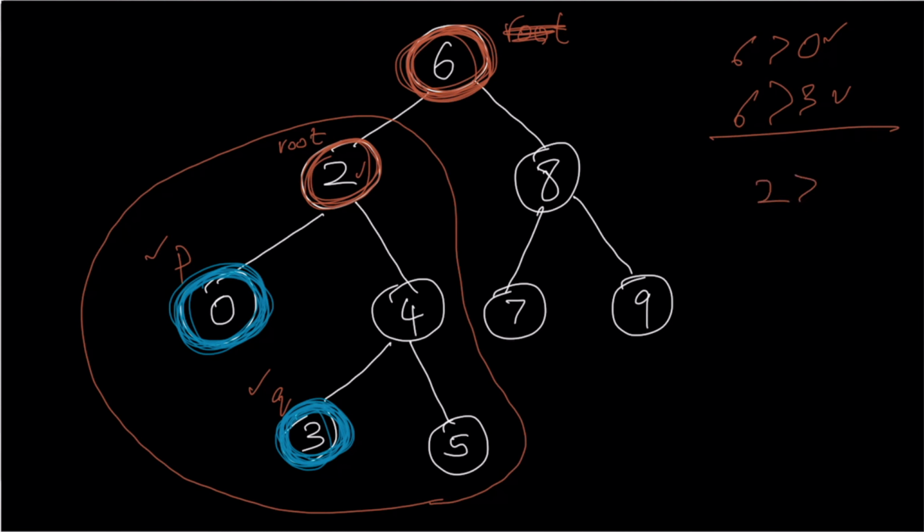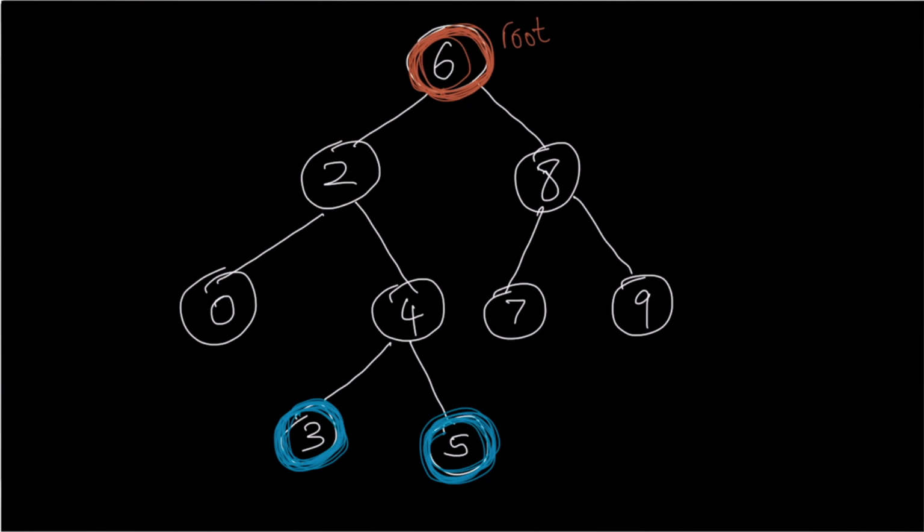So 2 is greater than 0, but 2 is less than 3. And because of this condition, we can say that 2 is the lowest common ancestor of P and Q, that is 0 and 3. So 2 becomes our answer. And we can stop our iteration here. Okay, so let's try another example.